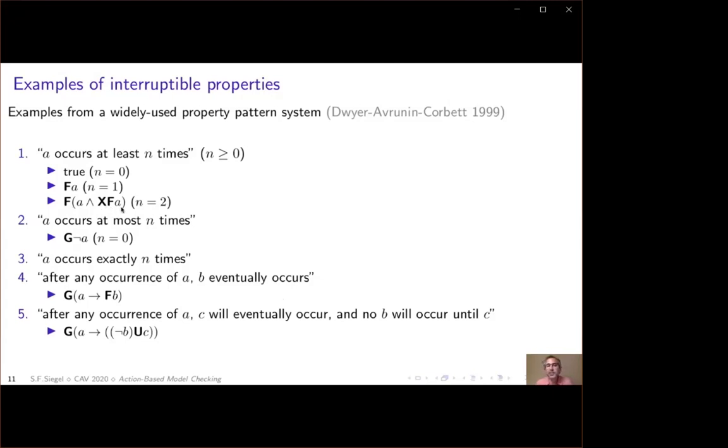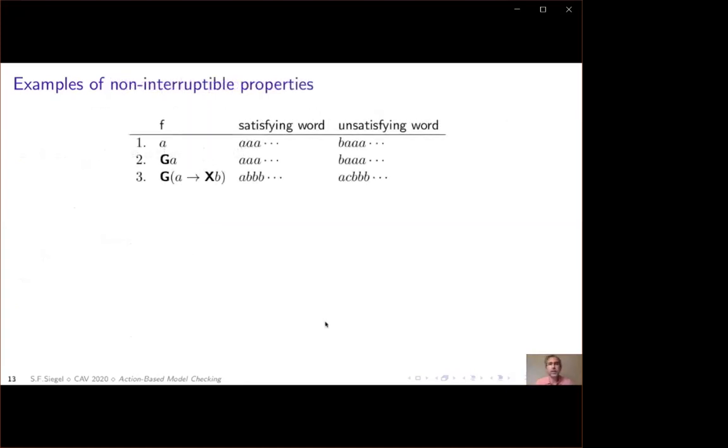Notice that formula is not stutter invariant. These are two distinct classes of formulas, the stutter invariant formulas and the interruptible formulas. There are non-interruptible properties. For example, the formula A or henceforth A. Both are satisfied by the word, which is an infinite sequence of A's, but they're not satisfied if you insert a B at the beginning of that sequence. You could argue these are not very realistic properties.